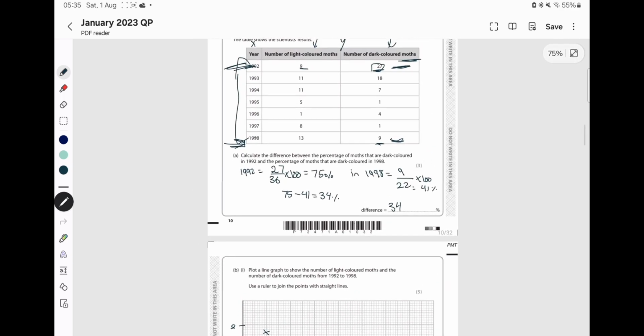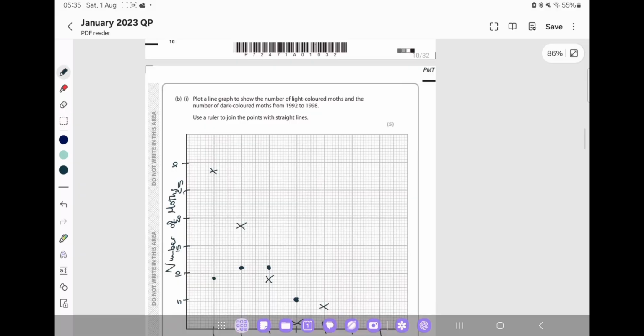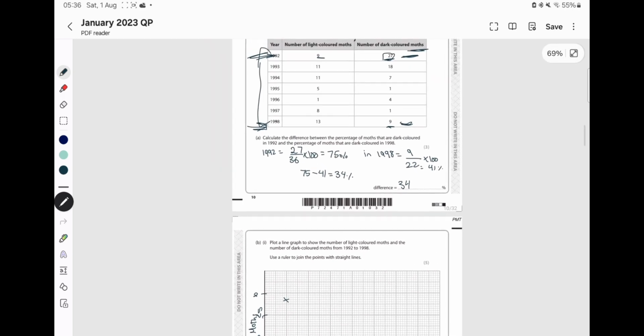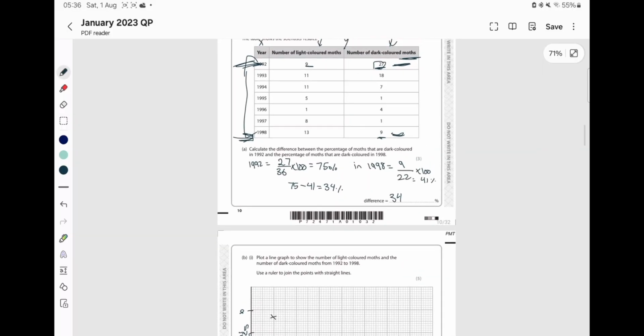And then 1997, 8 and 1. And then 13 and 9.